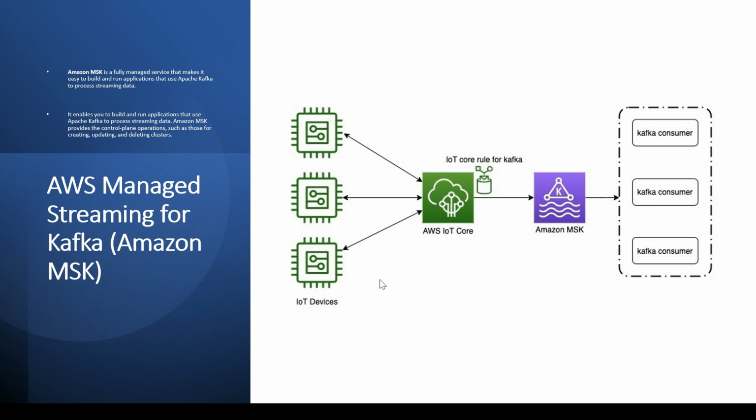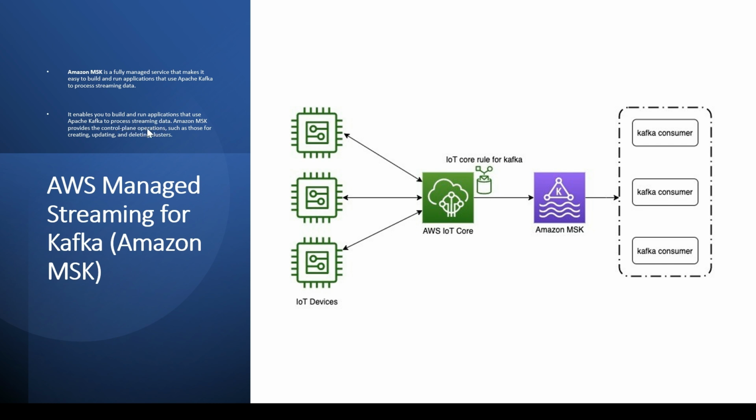So Amazon MSK is a fully managed service that makes it easy to build and run applications that use Apache Kafka to process streaming data. Behind the scenes, this is the Apache Kafka open source code, right? And AWS MSK enables you to build and run applications that use Apache Kafka to process streaming data. So the key point here is streaming data.